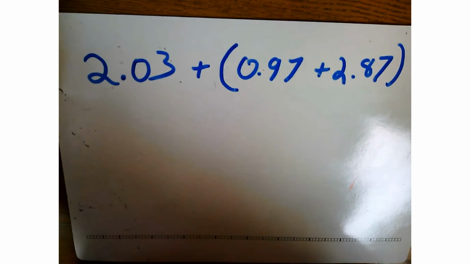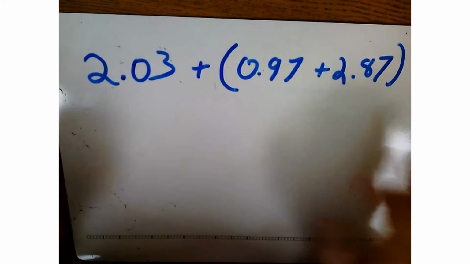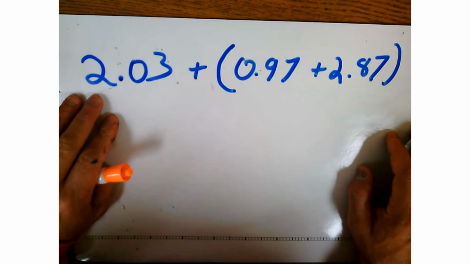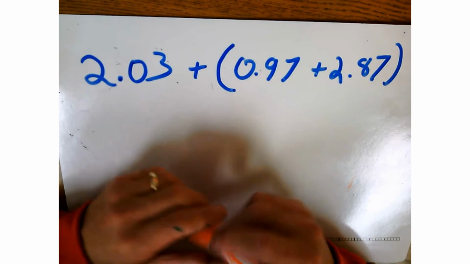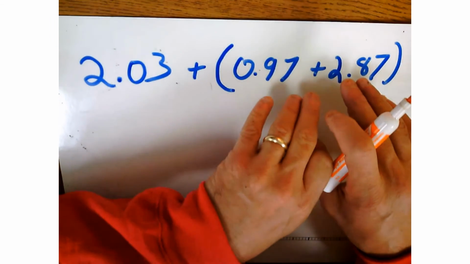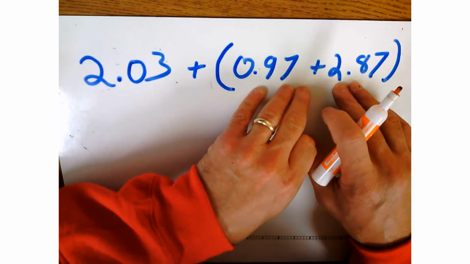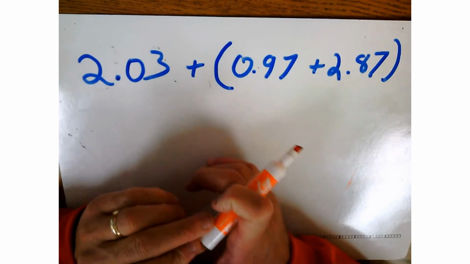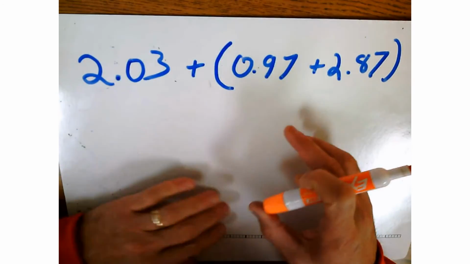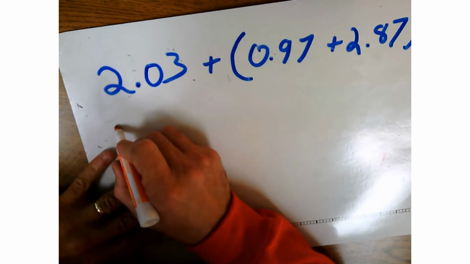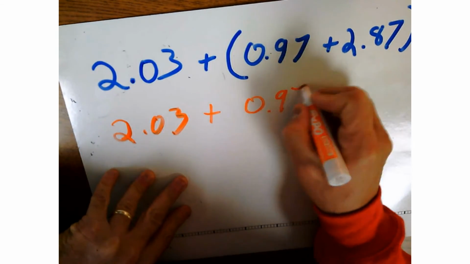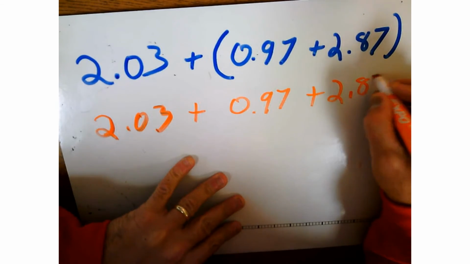One more example of how you might see the associative property being helpful. Let's say you got this decimal equation and you're adding it together. And you could do this. I could add these two numbers together and then take the sum and add it to this one. I could do it no problem. But I could also see in my head that I could change my brackets and help my life. Watch how easy this is. I keep the order: 2.03 plus 0.97 plus 2.87.